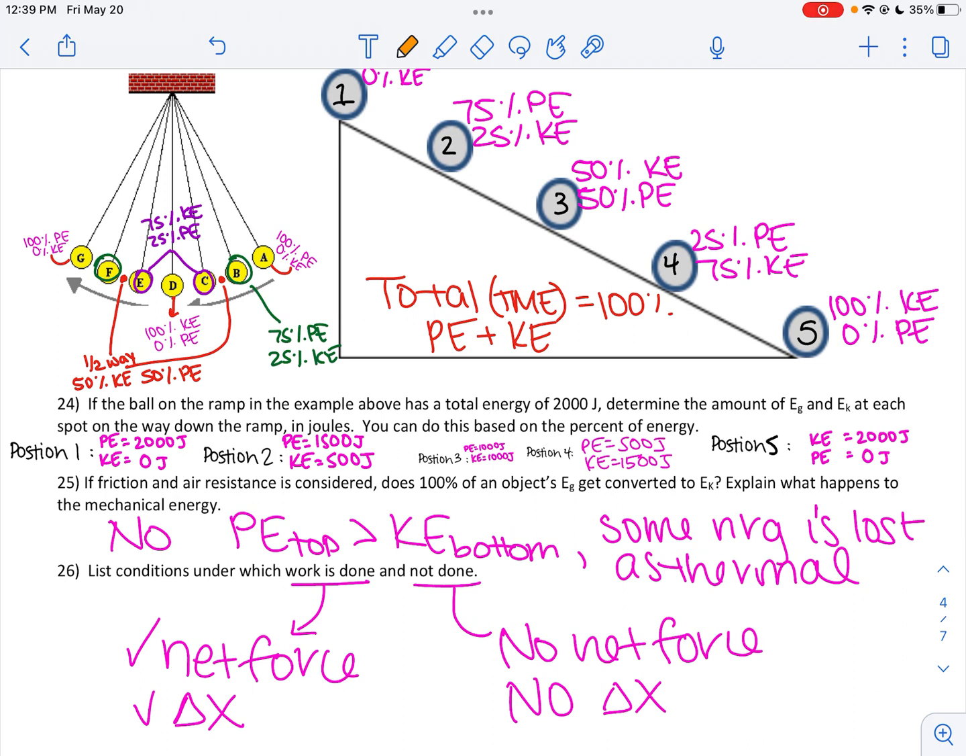So if I look at this in a perfect world scenario, I should have all potential at the top and all kinetic at the bottom, and they should be equal to each other. But in reality, we have friction, right? And friction is going to take that motion and oppose it. And when it opposes it, that causes the object to lose some energy. I don't say lose because we can't destroy energy, but they lose energy in non-mechanical forms, like heat, sound, light. The most common one is going to be heat or thermal energy.